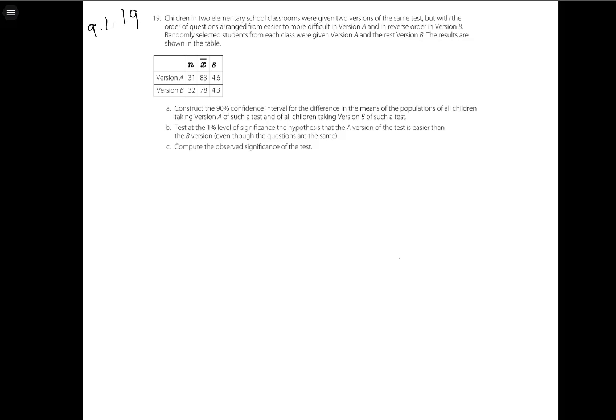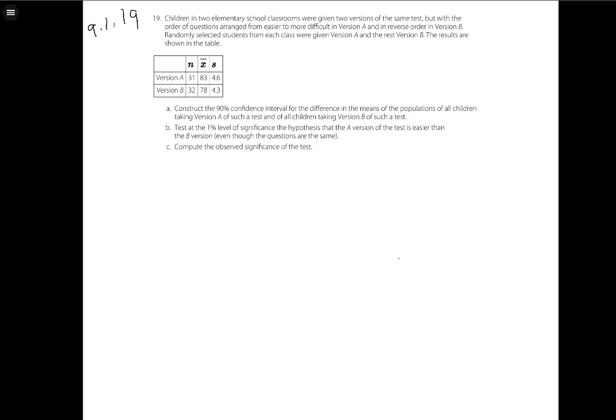Let's look at Chapter 9, Section 1, problem number 19, and work that one. Here it is. Children in 2 elementary school classrooms were given 2 versions of the same test, but with the order of questions arranged from easiest to more difficult in A and reverse order in B. Randomly selected students from each class were given version A and the rest version B. The results are shown in the table.